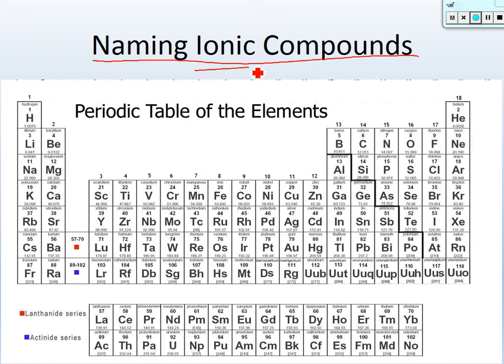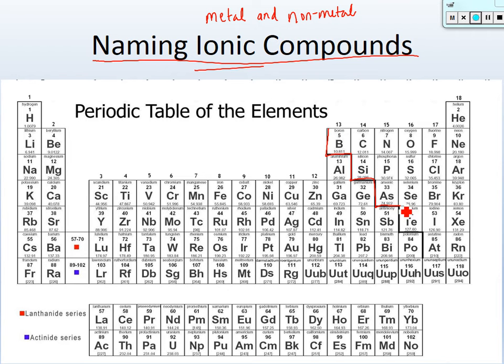We talked about in the last video, in the last class period, we talked about ionic bonds. Ionic bonds occur between a metal and a nonmetal. So we're going to talk about metals and a nonmetal and how to name those compounds. Okay. Well, the staircase here.